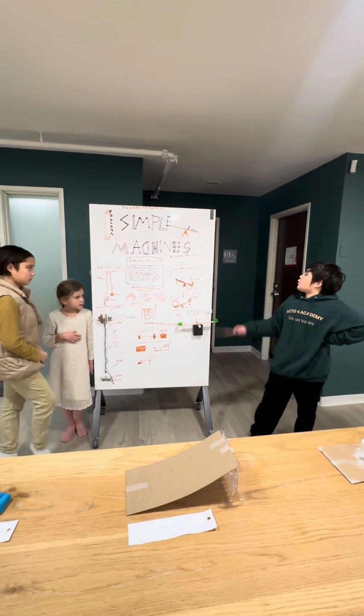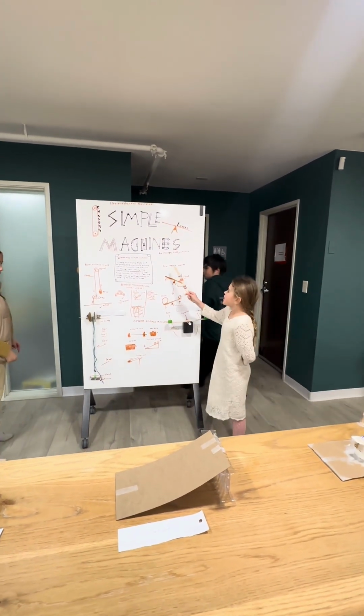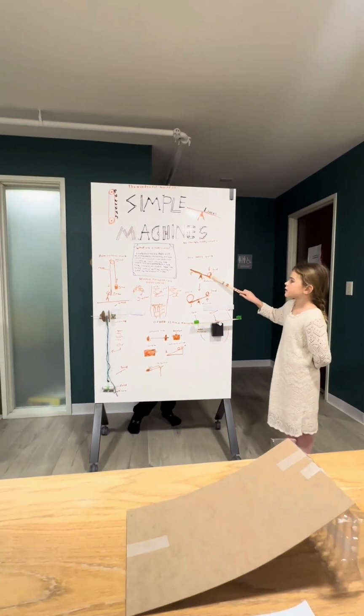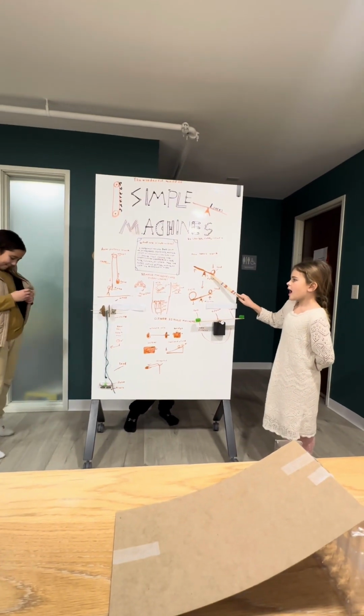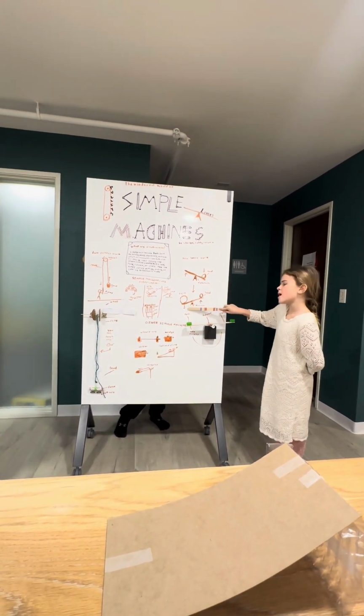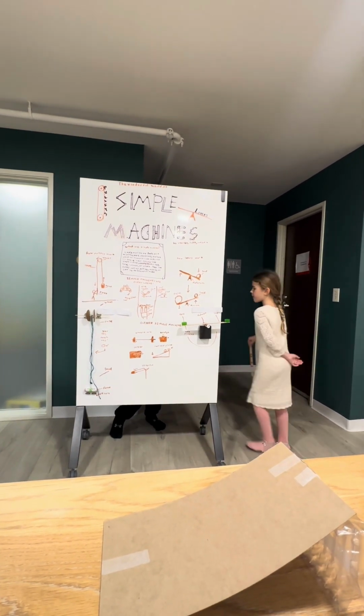Next, we have Sophia demonstrating how levers work. It's like a seesaw. So basically, you put a load, like a child, and that child will go down and the seesaw will go up. But if you put a force, like a parent, the child will go up and the parent will go down.